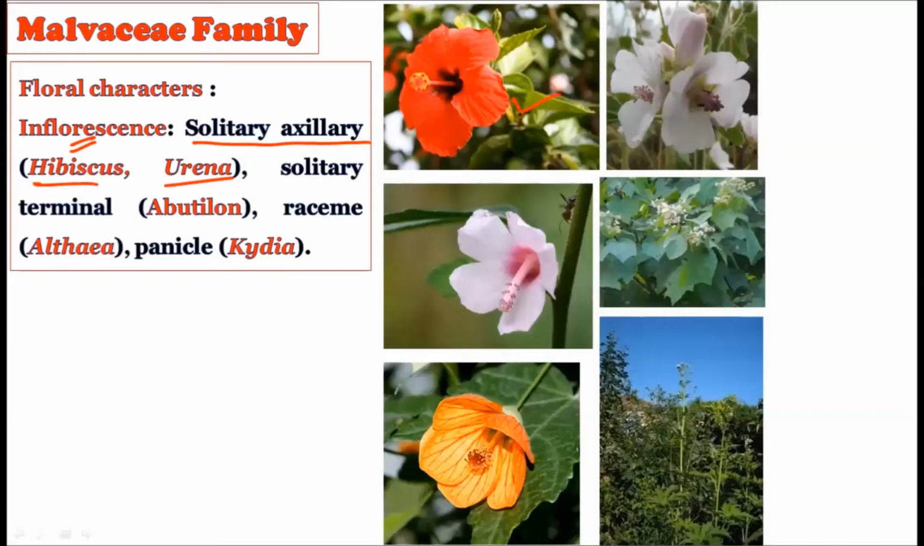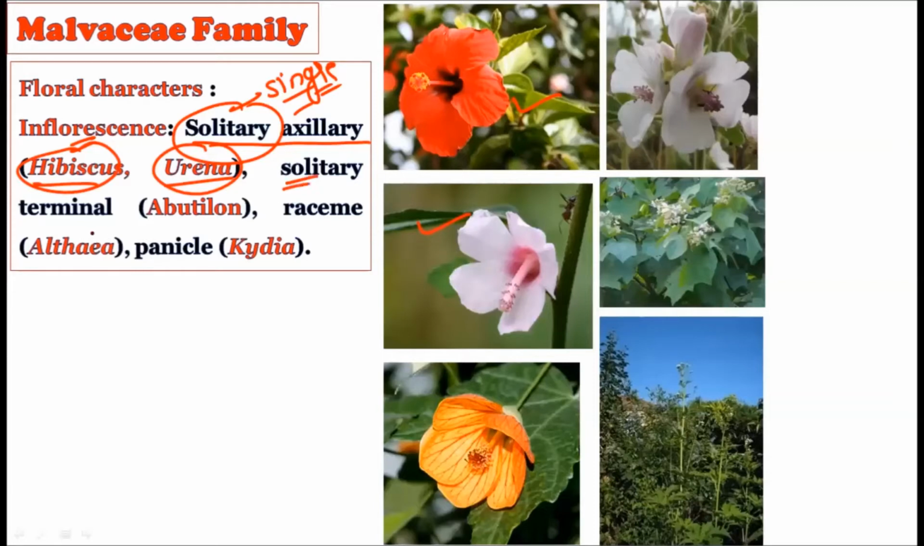Consider this hibiscus plant. The solitary literally means the single. If the flower is borne single axillary, this is called the solitary axillary type of inflorescence, which can be found in the hibiscus or the urena. This is the hibiscus plant and this is the urena plant. They are showing the solitary axillary type of the inflorescence.